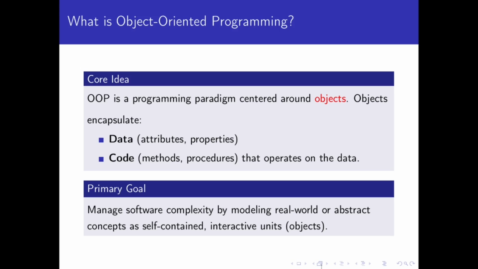Let's see the primary goal. The main primary goal of OOP is to manage software complexity by modeling real-world or abstract concepts as self-contained interactive units.